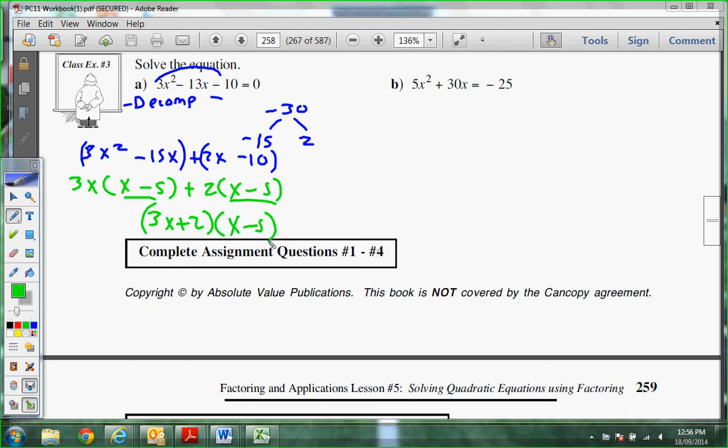Okay, well, that one's easy. What's that one's answer? 5. What's this one going to be? Minus the 2, divide the 3, so negative 2/3. 5 and negative 2/3 is your answer.